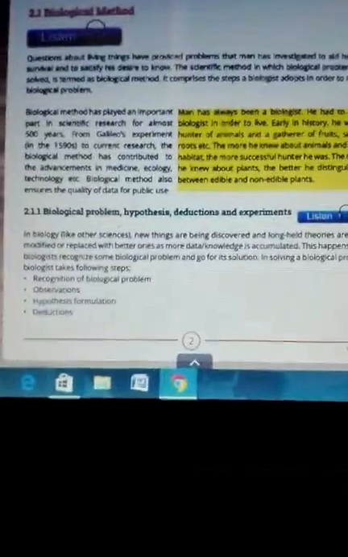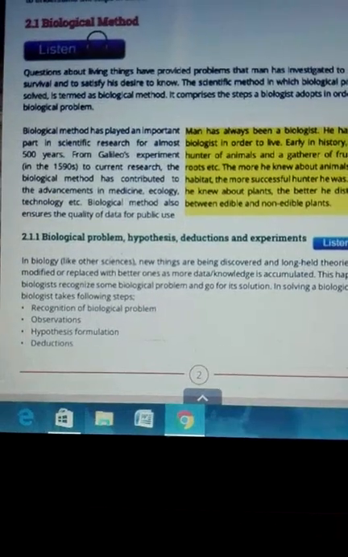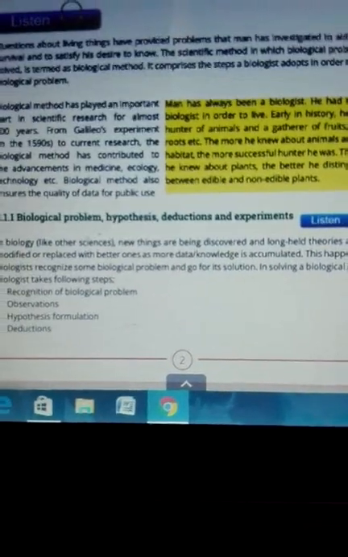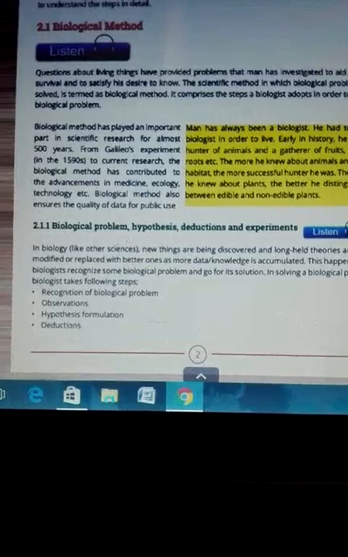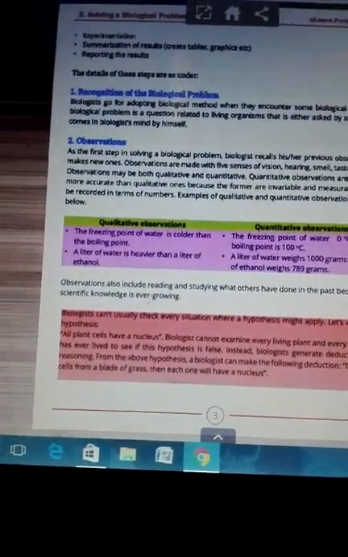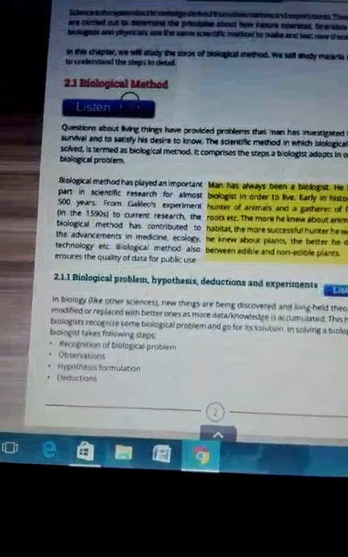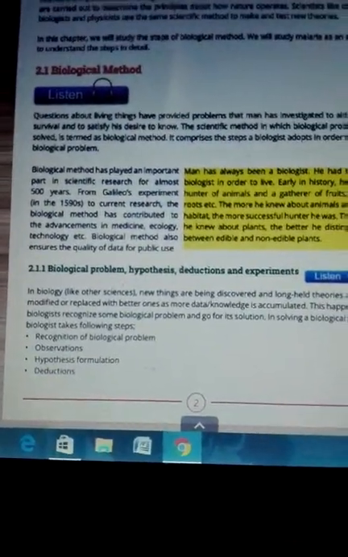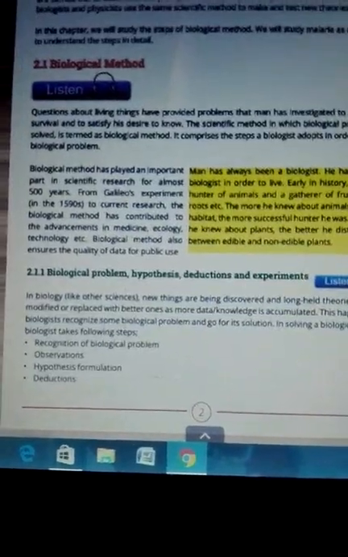As you all know, yesterday I told you about the biological method or scientific method. Today we will read about its different steps, which are given as under, and I will explain some of them so that we can easily understand what we are going through. So let me tell you first about the names of the steps.